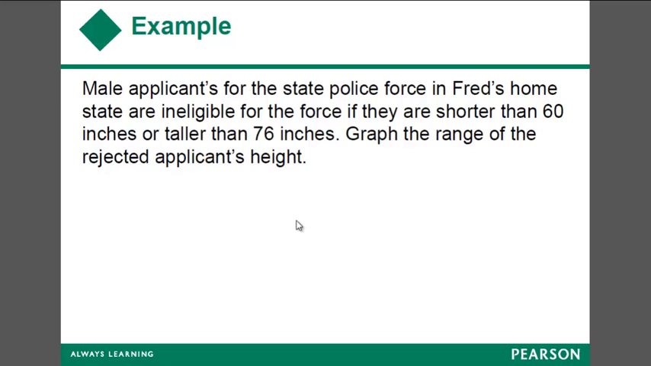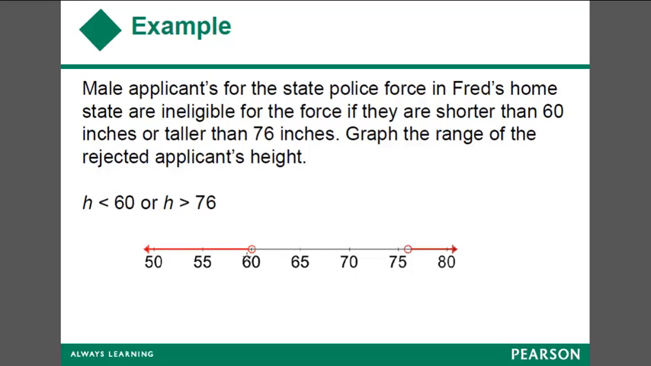Male applicants for the state police force in Fred's home state are eligible for the force if they are shorter than 60 inches or taller than 76 inches. Graph the range of the rejected applicant heights. So if they're ineligible for the force if they're shorter than 60 or taller than 76 inches, that means they have a height less than 60 or a height greater than 76, and they're not eligible. So if we want to graph this, we say at 60 inches or less, and at 76 inches or greater. Either way, they're rejected.